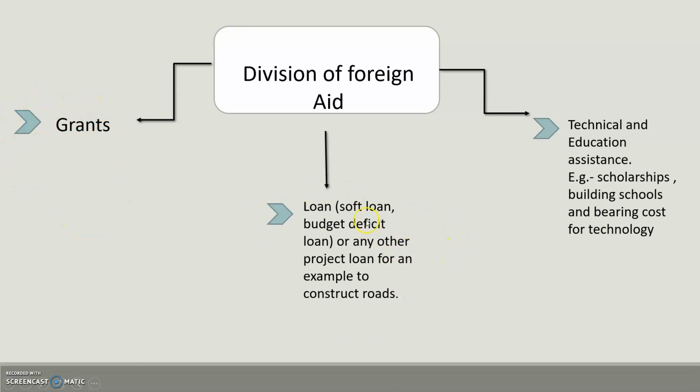And loans. There are certain types of loans, like soft loans, budget deficit loans, or any other project loans. For example, to construct roads or to have some infrastructure inside your country, you get the loan and then you pay it back when it is done. For example, you construct a road, and after the road is constructed, you pay the donor country back with their money. You understand?